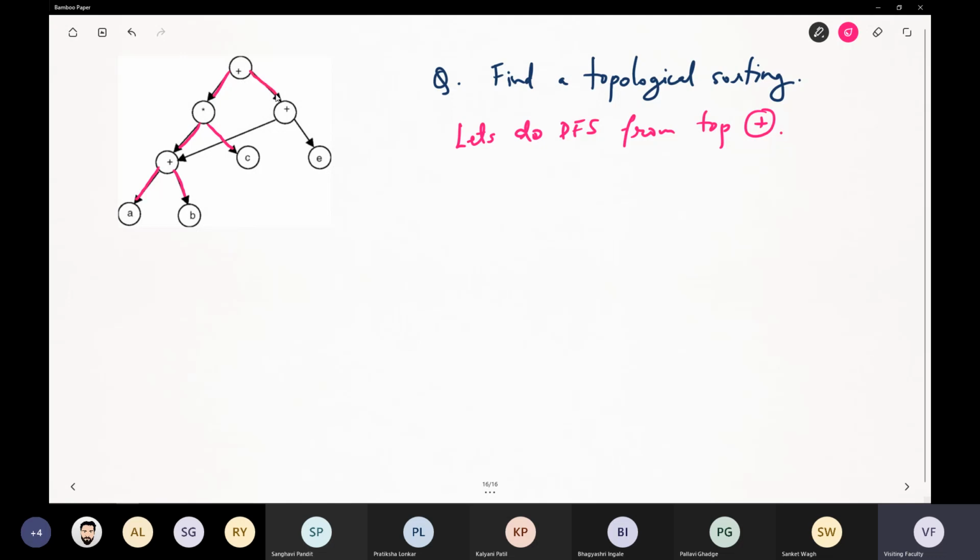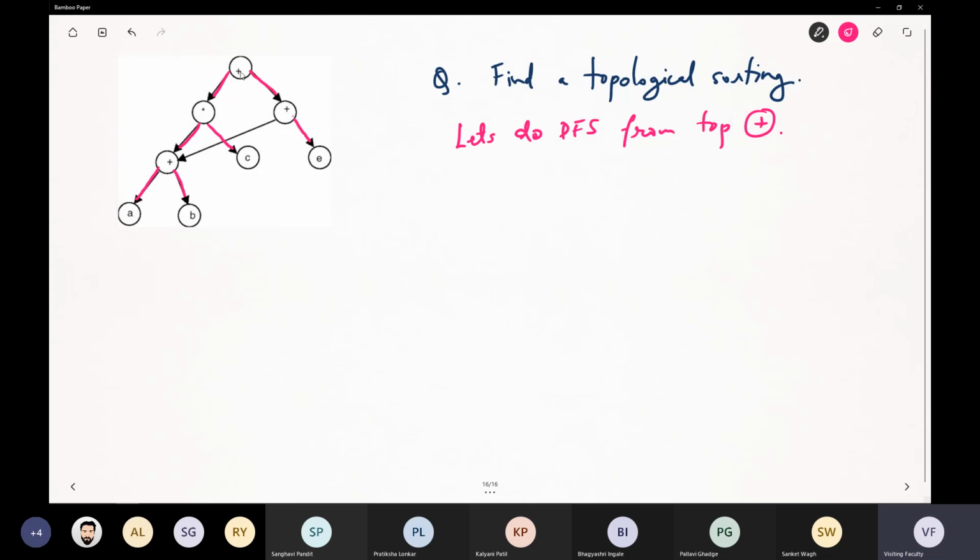Then I can pick this edge. From here, I can either go here or here. But if I go here, I'm going back to a vertex I've already chosen. I don't want to do that. So I'll choose this one. Okay, so this is a DFS. And now, just write down these paths that you have.